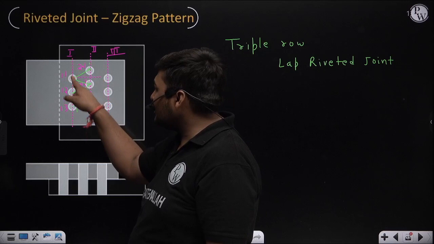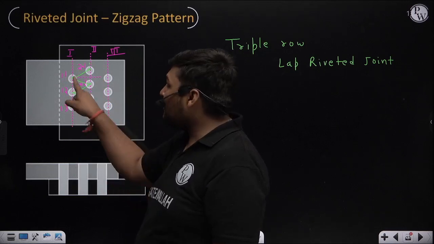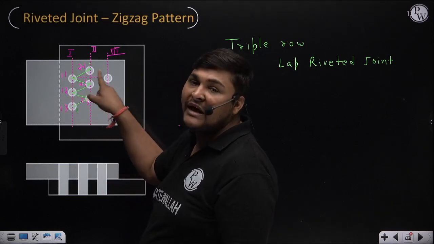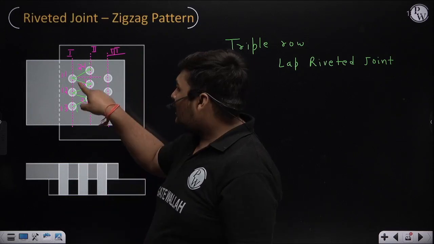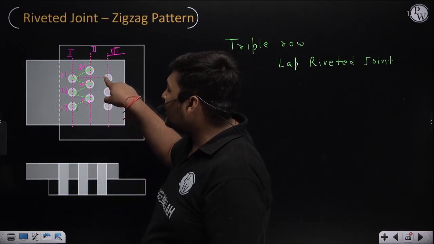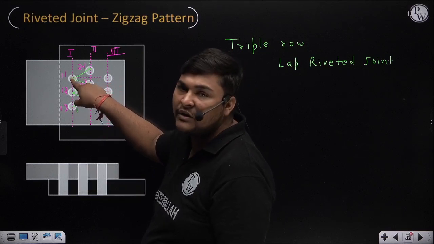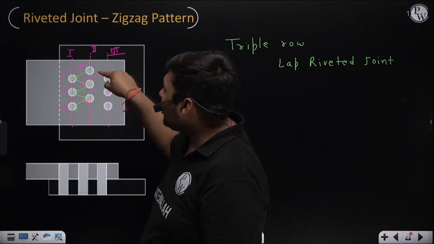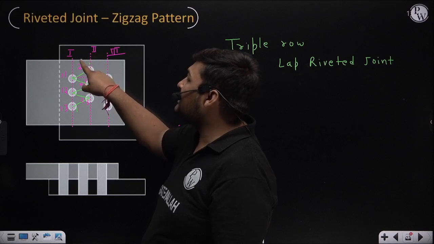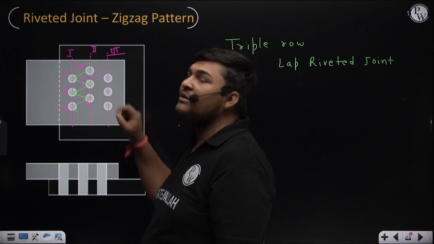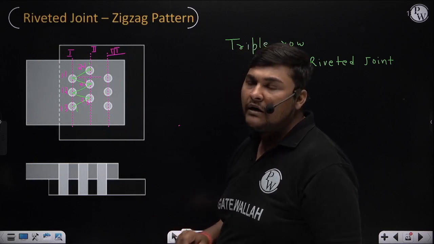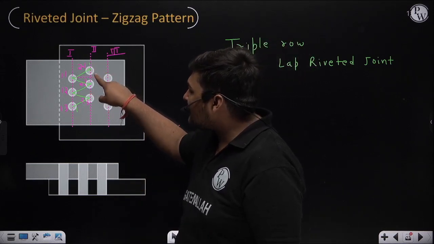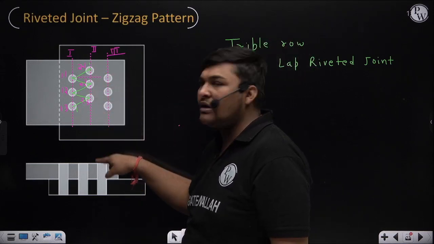Whatever arrangement we are using in the first row, in front of that arrangement we will not place a rivet. Exactly in front of it, what will we do? If I draw a horizontal line from the center of the first rivet of the first row, either above this or below this, we will place the rivet in the next row. Exactly in front of this, we will not place the first rivet of the next row. And after placing this first rivet, after the pitch distance, you can place the next rivet.